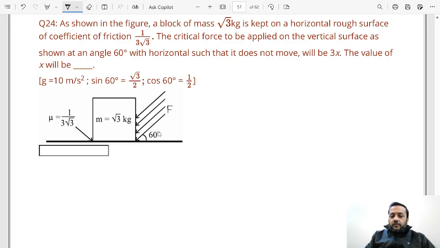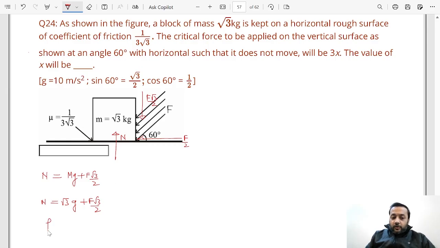All right. So again, let's take the component of this force. So x component will be F cos 60, which is F by 2, and the y component, notice, is in the downward direction, which will be F sin 60, which is F root 3 by 2. Now of course this block cannot move in the vertical direction, which means normal reaction upward will be equal to mg downward plus F root 3 by 2. M is root 3 into gravity plus F into root 3 by 2. This is the value of normal reaction.